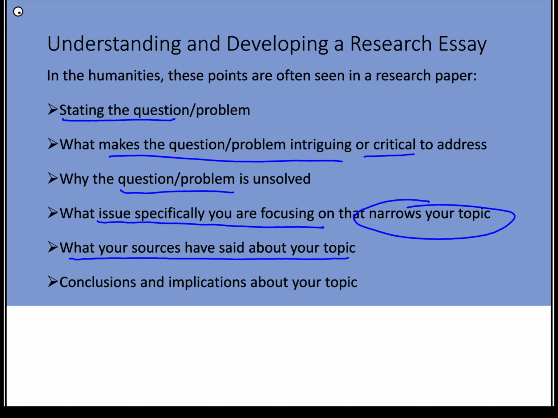And then finally, conclusions and implications about your topic. The very last paragraph or two in your paper should reiterate everything that you have discussed so far. That is where you draw conclusions, and where you talk to the reader about what your findings would imply, why it's important to them, why they should care, how they're going to be affected. You want to put all of that towards the end of your paper, and that is going to help give your paper purpose.